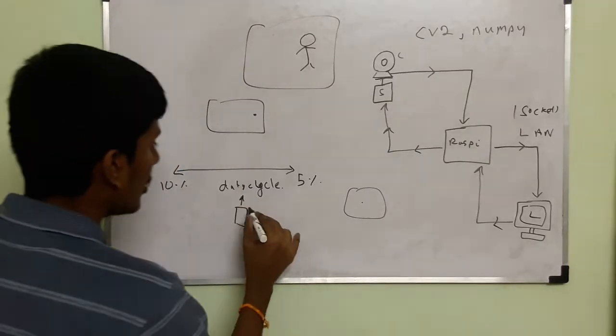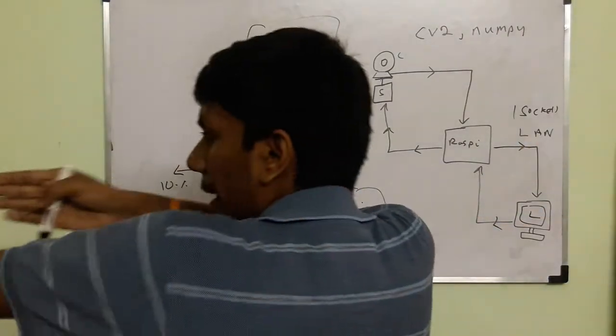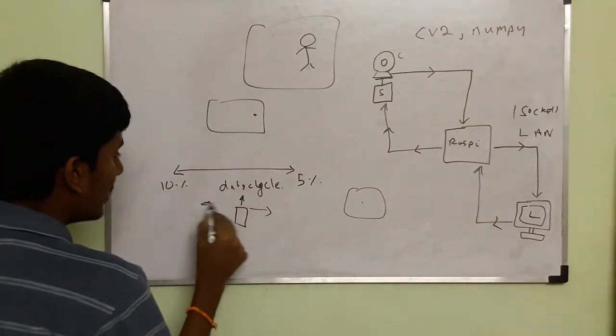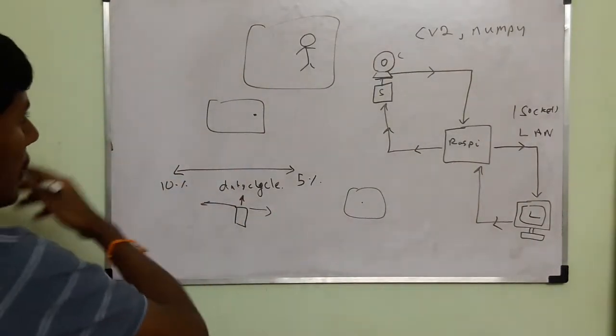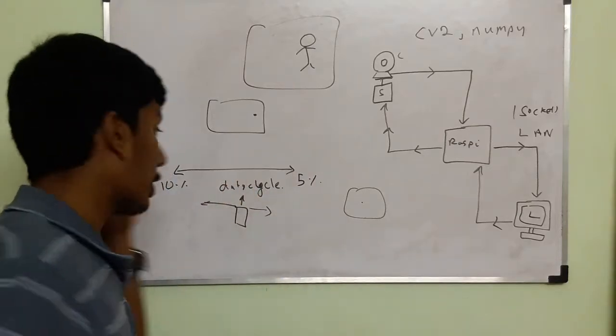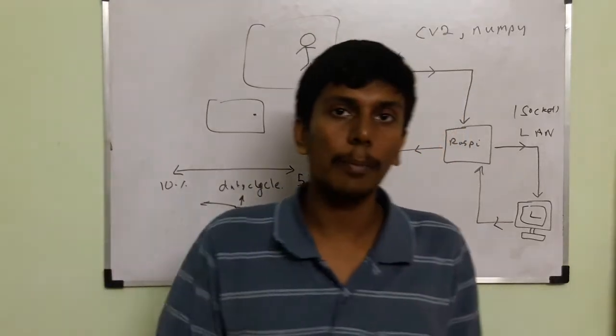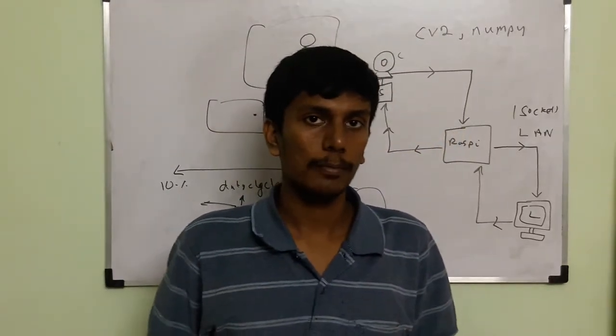A duty cycle of 5% will make the servo motor face in this direction, and a duty cycle of 10% will make the servo motor face in this direction. So by checking whether the face is present here, here or here, we will be rotating the servo motor accordingly. That's what is going on in our video, and let's see a practical demo of that.